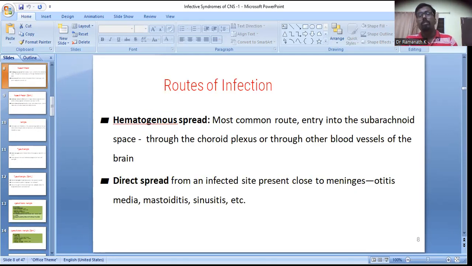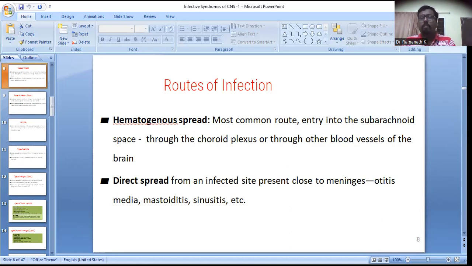Before that, we should know how these infections are transmitted either into the brain or into the spinal cord or into the meninges. It is mainly because of two routes. One is the hematogenous route, that means from the blood. This is the most common route. What is happening here? The bacteria or the viral or the other parasitic or fungal agents enter into the subarachnoid space through the choroid plexus or through other blood vessels of the brain.